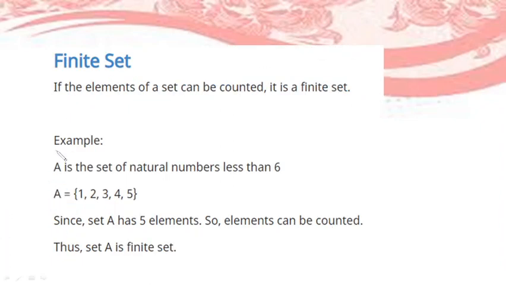Now finite set. If the elements of a set can be counted, if we count the elements of any set, so we call it finite set. Like if I say A is a set of natural numbers less than 6. So everybody knows natural numbers less than 6 are 5 numbers, 1, 2, 3, 4, 5. So since set A has 5 elements and we can count those 5 elements, it means set A is a finite set.